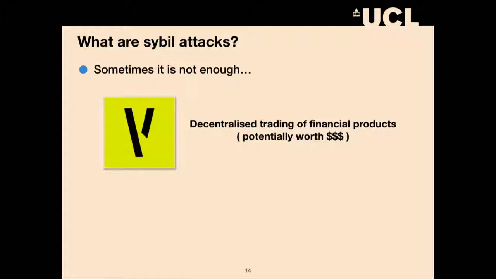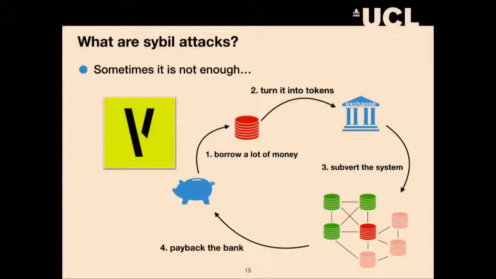To illustrate why, we take a very extreme example, a company called Vega, which does decentralized trading of financial products. Every transaction on the system has a potentially big deal in terms of real world value. It can represent transactions of financial products that are potentially very expensive. So this attack can become very real. Step one: the adversary borrows some money from a bank, then turns it into tokens and uses them to create many fake identities. Knowing that the transactions have a lot of real world value, in that particular example it can extract some money by subverting the system, pay back its loan to the bank, and still be financially winning.